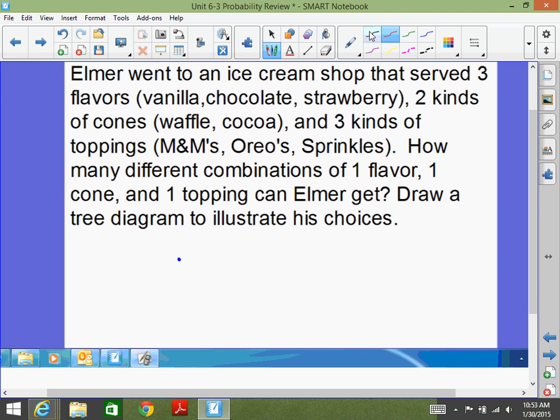So we're going to start our tree diagram with vanilla, chocolate, strawberry. So I'm going to use V, C, and S. So if I order vanilla, I can put it with what kind of cone? Waffle or a cocoa. Let's say I get vanilla waffle cone. Now what kind of topping? M&M, or I could get Oreo, or I could get sprinkles.